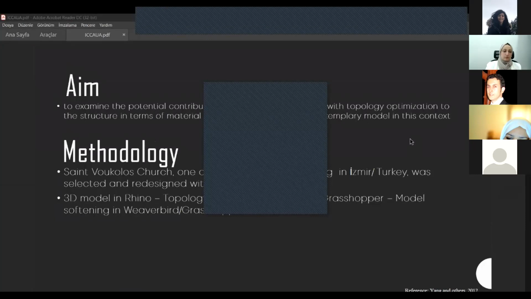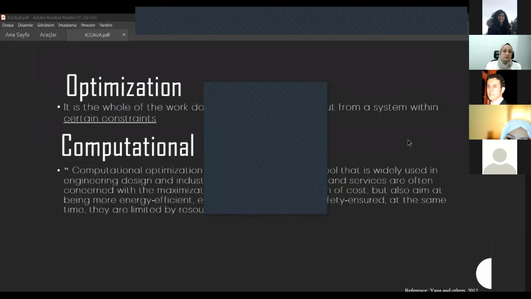For this reason, first of all, a literature review was made and prototypes, building elements and structures designed or implemented were examined. Afterwards, optimization experiments were carried out on the church, one of the old masonry structures of Izmir. Before we go deep into the subject, we can examine some concepts. Optimization is a system created to obtain maximum product output from a job.